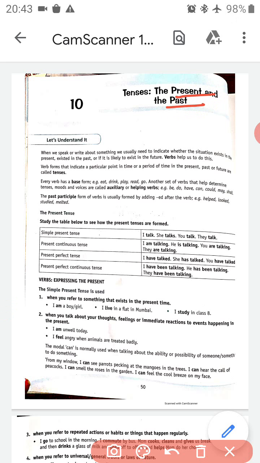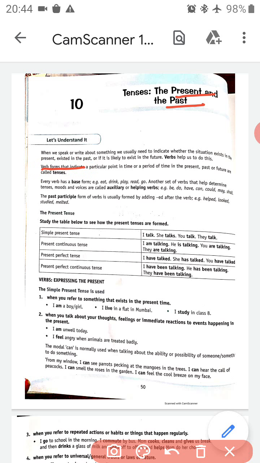When we speak or write about something, we usually need to indicate whether the situation exists in the present, existed in the past, or is likely to exist in the future. Verbs help us to do this. Word forms that indicate a particular point in time or a period of time in the present, past, or future are called tense. So tense is basically word forms that tell us about time.